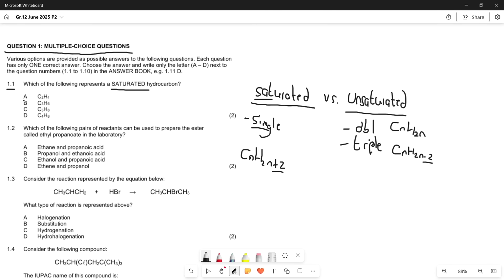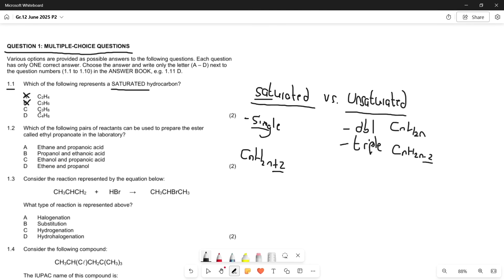That means we just have to look for an option that fits this formula over here. So we have C2H4, that does not work because that does not fit this formula. That fits this formula over here. If we have 2 Cs and then 2 times 2 is 4, that means A is an unsaturated double bond. And then again, C3H6, that is the same relationship where it is just multiplied by 2, so that means that is also a double bond, an unsaturated hydrocarbon.